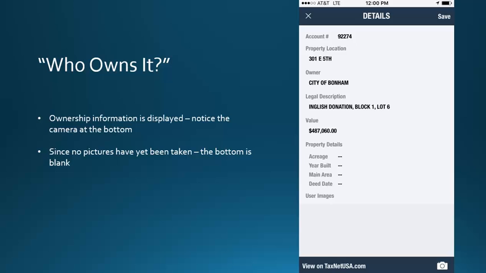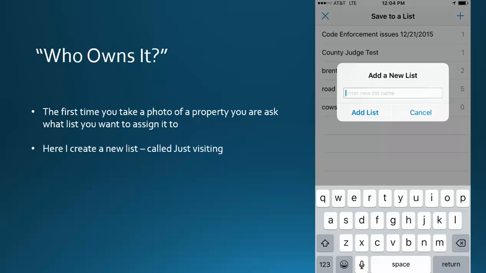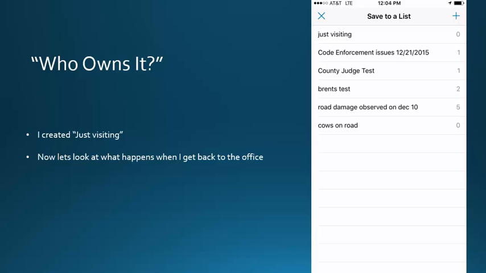Notice there's also no pictures. I clicked on the icon in the lower right hand corner, took a picture. You have the option to retake that picture if you don't like it, and again, no limit to the number of pictures you can take. Here I went ahead and created a list called Just Visiting. Now let's see what happens when I get back to my office.